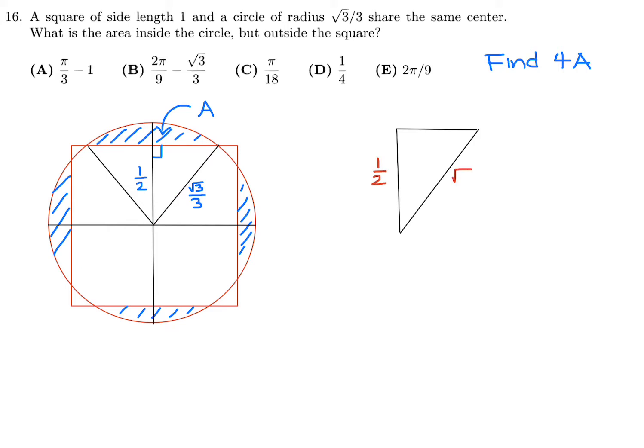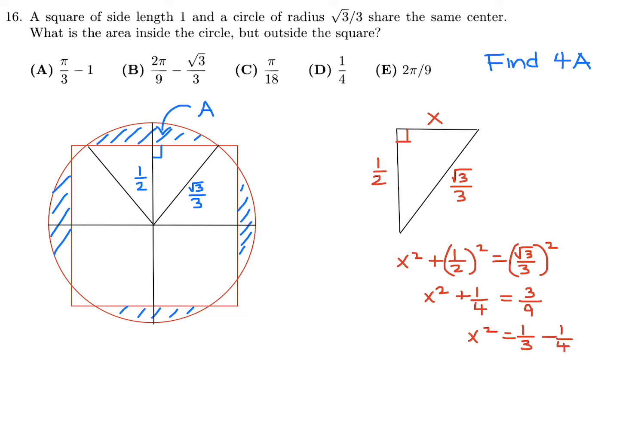So let's label it. This is a half, this is √3/3, and this is a right angle. So I want to find this guy right here, x. And I can do that using Pythagoras. So x squared plus a half squared is going to be √3/3 all squared. So we have x squared plus a quarter is equal to 3/9. So therefore x squared will be 1/3 minus a quarter. And that means x squared is equal to 1/12. And x is therefore 1 over the square root of 12.